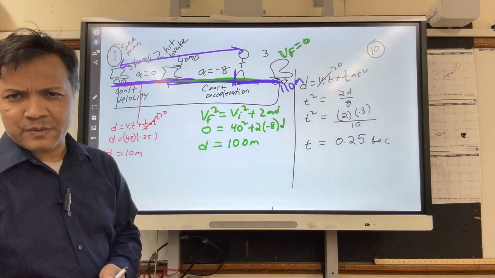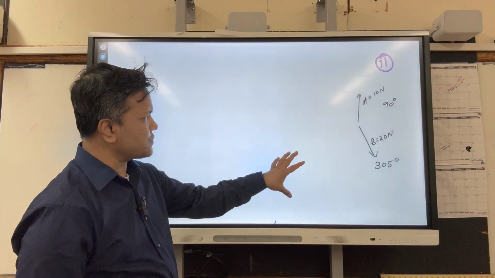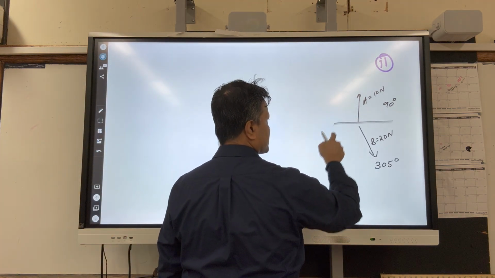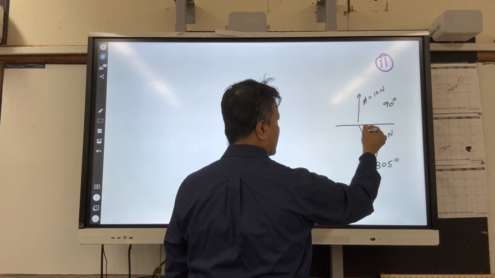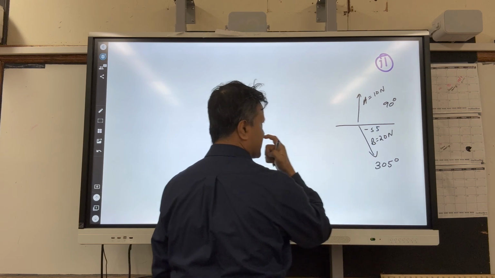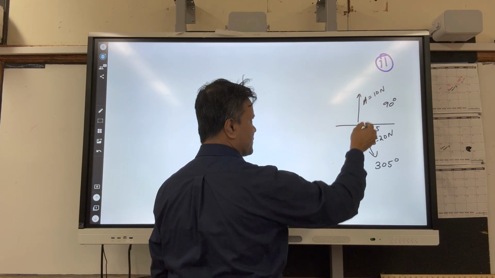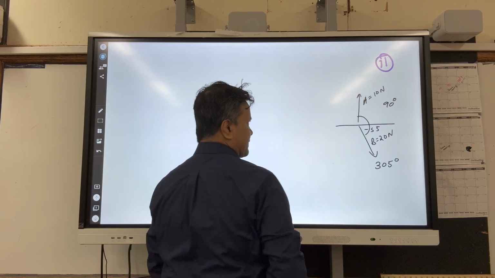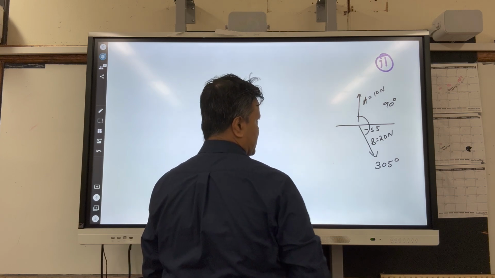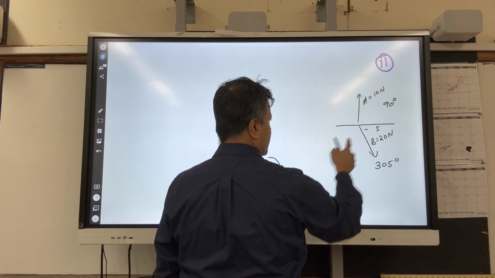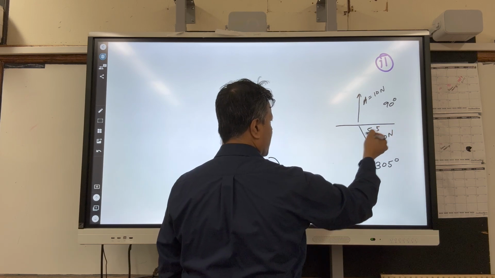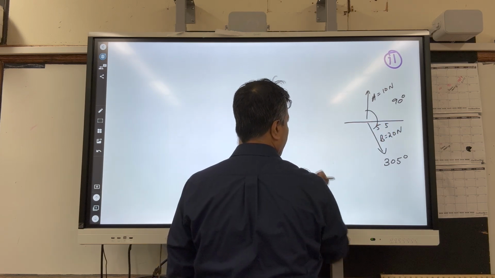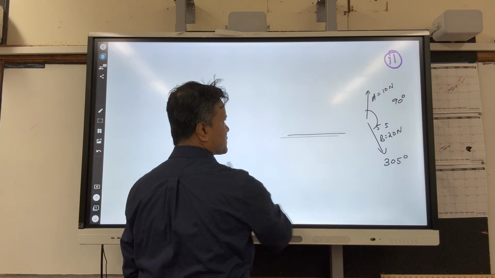Now we're going to solve problem number 11. In problem 11, I have two vectors, right? Vector 1 is 90 degrees above the x-axis, and vector 2 is 55 degrees below the x-axis. Now if you add them up, what would that be? The angle between the two vectors, I'm just going to write 55, of course, below the x-axis. So 55 plus 90 is 145. That's the angle between the two vectors.